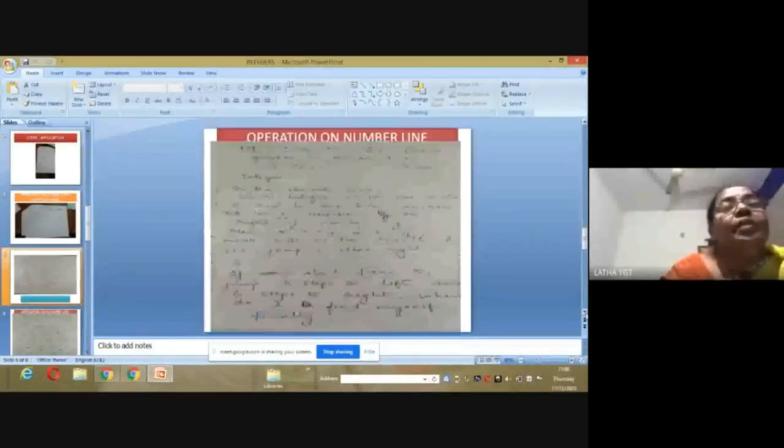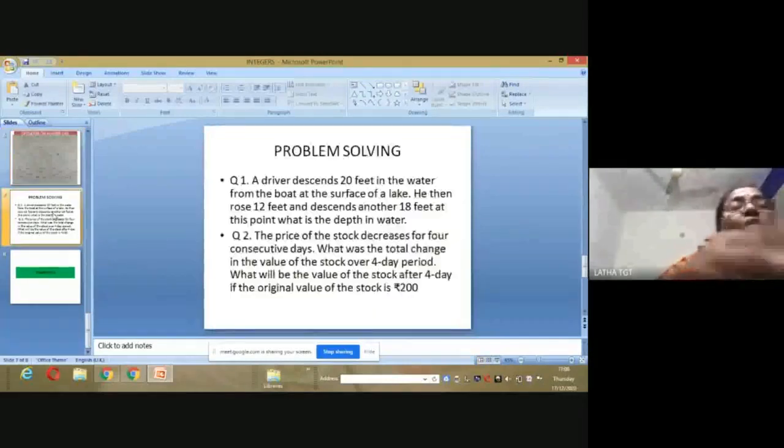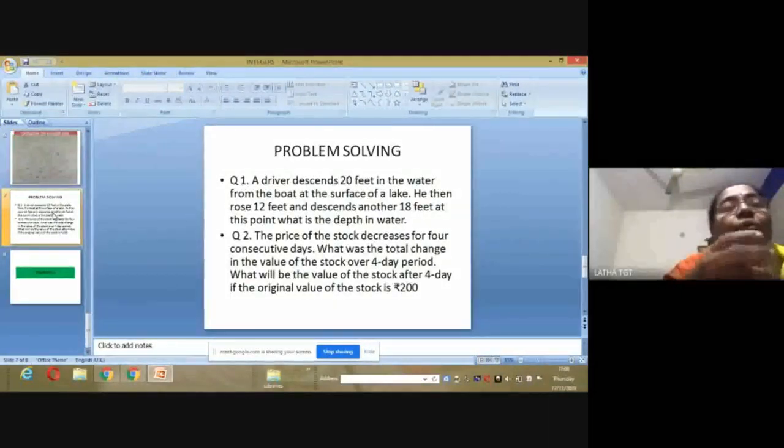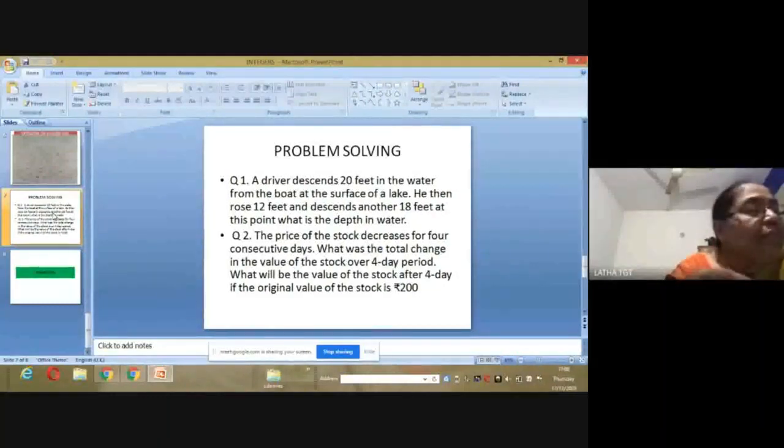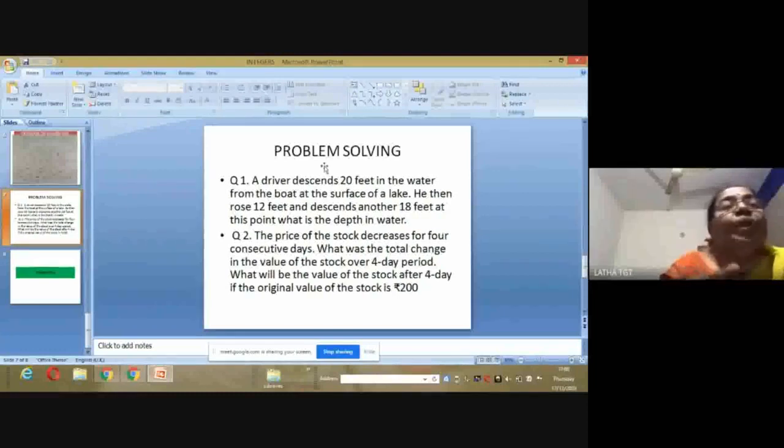Next, these are the examples of how the number line is used. Whatever we have seen from the top is how the number line is explained. That means in addition what we do, and in subtraction how we go, how we use the number line, and a few word problems are there based on this.